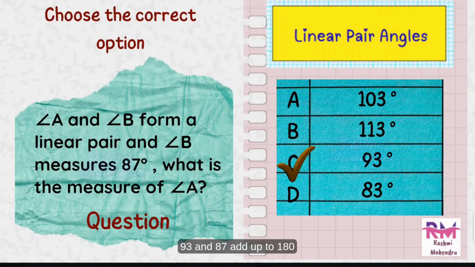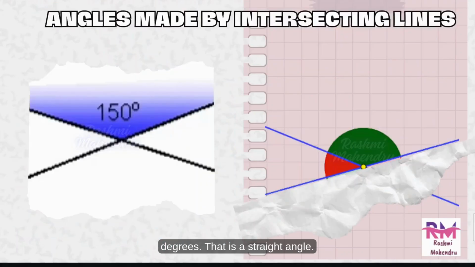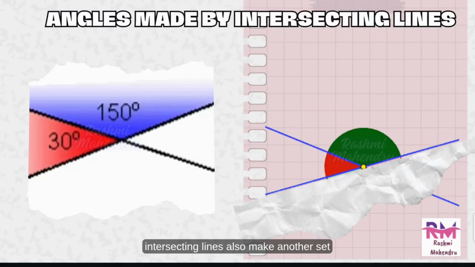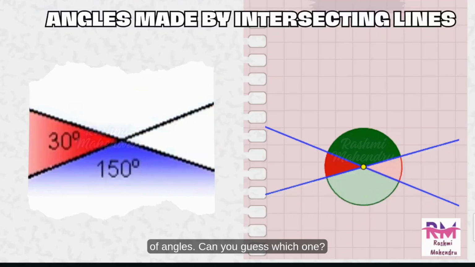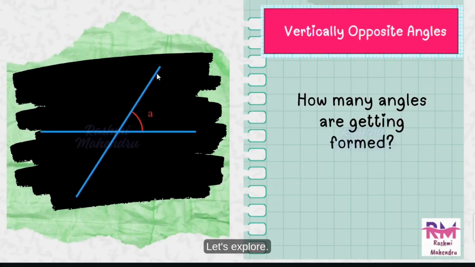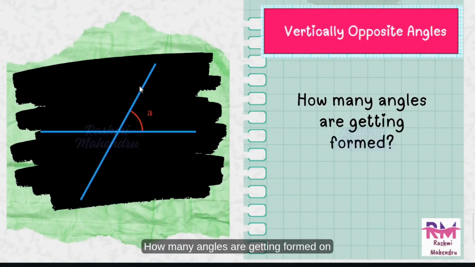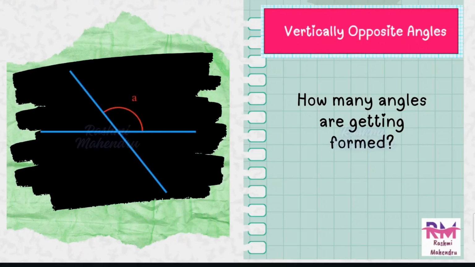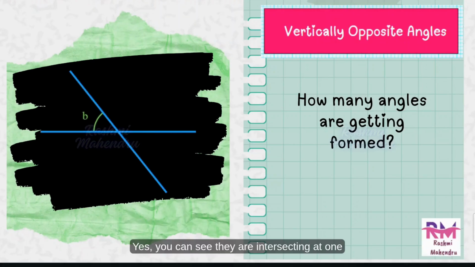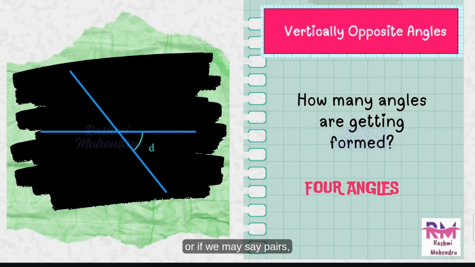Correct. 93 and 87 add up to 180 degrees, that is a straight angle. Apart from linear pair or adjacent angles, intersecting lines also make another set of angles. Can you guess which one? Let's explore. How many angles are getting formed on the left side of the screen? Visualize it. Yes, you can see they are intersecting at one point, making 4 angles, or if we may say pairs, 2 pairs of angles.